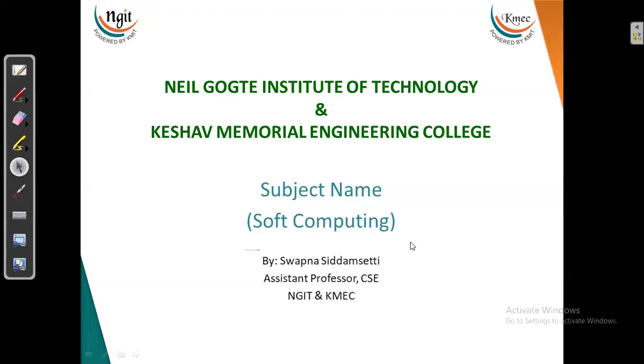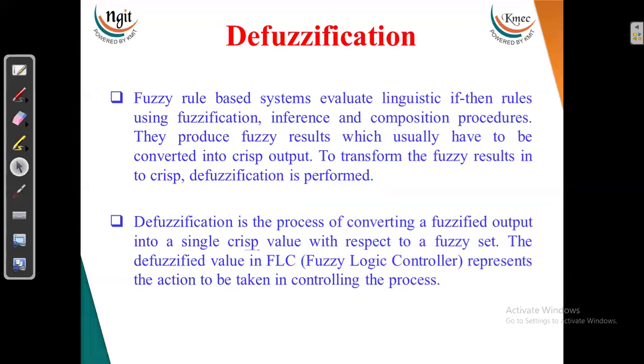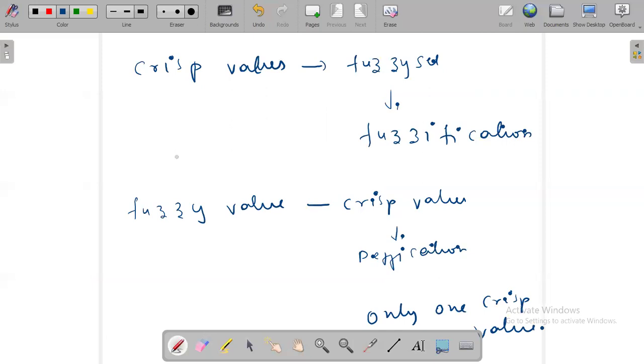Hello students, in this video we are going to learn about defuzzification. Already we have seen what is meant by fuzzification: converting the crisp value to the fuzzified or fuzzy set is called fuzzification, and the process of converting the fuzzified output into a single crisp value is called defuzzification. Okay, I'll give the representation.